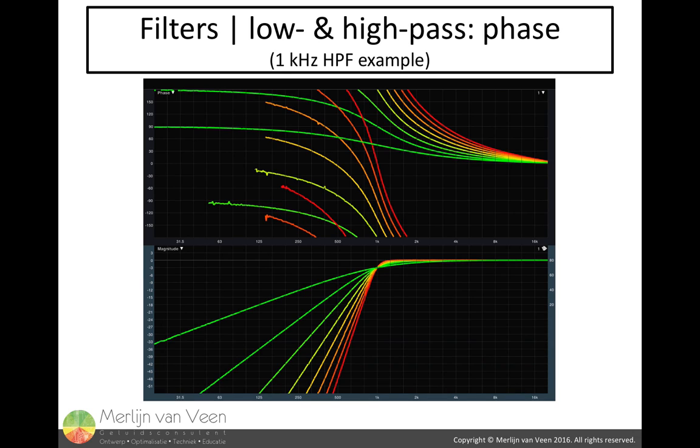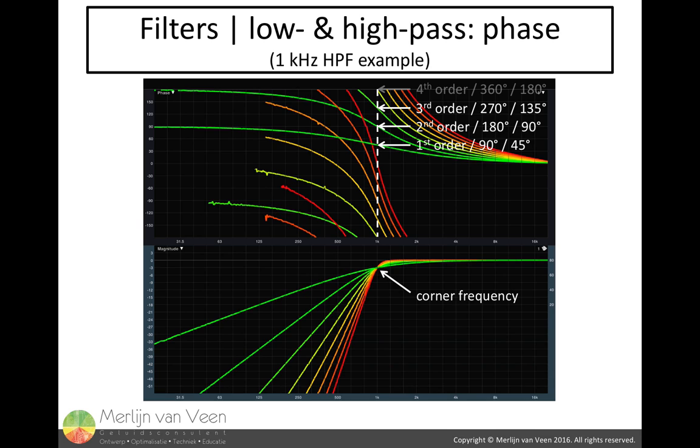Each increase in filter order introduces an additional 90 degrees of phase shift. This is the trade-off for obtaining a given magnitude response with minimum phase filters.